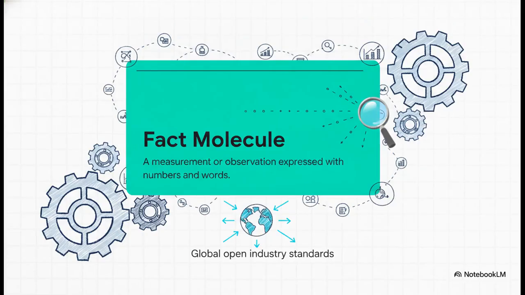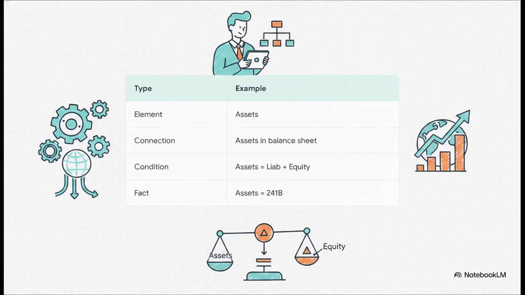And finally, we have the fact molecule. Facts are the actual, tangible data points we're reporting on. They're the specific measurements or observations, usually expressed with numbers and words, and they're built on global open industry standards. All right, let's see how this all comes together in the everyday reality of a financial professional.